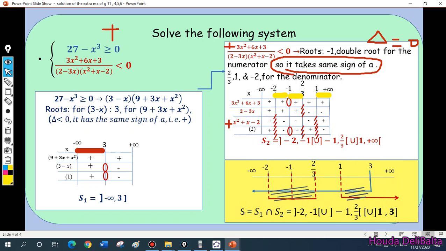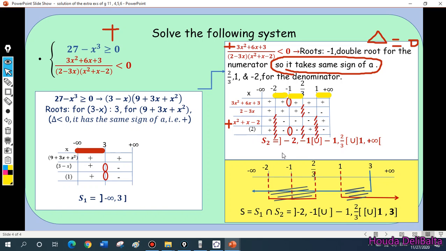Now finally, we have to find the solution, which is the intersection of S1 and S2, using the number line as we do every time. Now using the number line, the blue ones represent solution 1. It's from minus infinity to 3. Of course, we arrange the numbers in the increasing order as we do every time. Minus 2, minus 1, 2 over 3, 1, and 3. We care about the numbers appearing in the solutions. Now, according to solution 1, it's from minus infinity to 3, closed at 3. That's why it's discrete here.